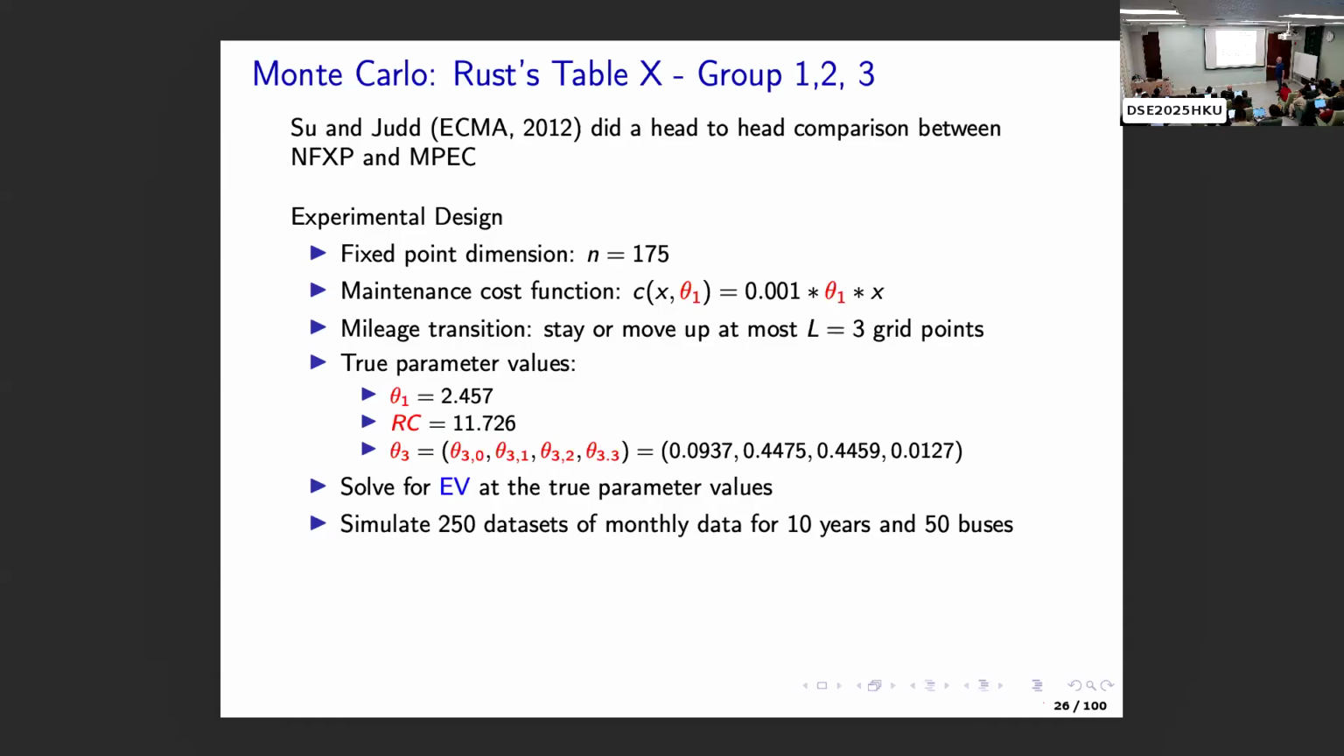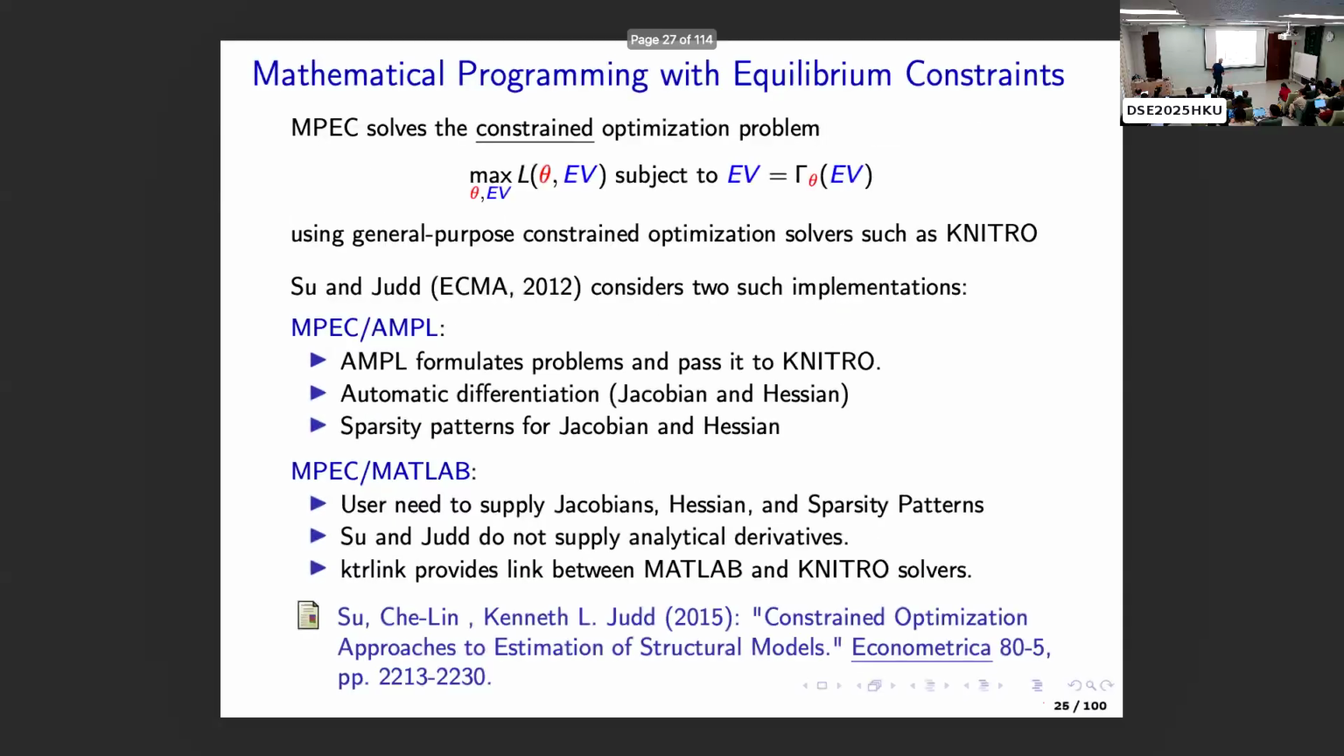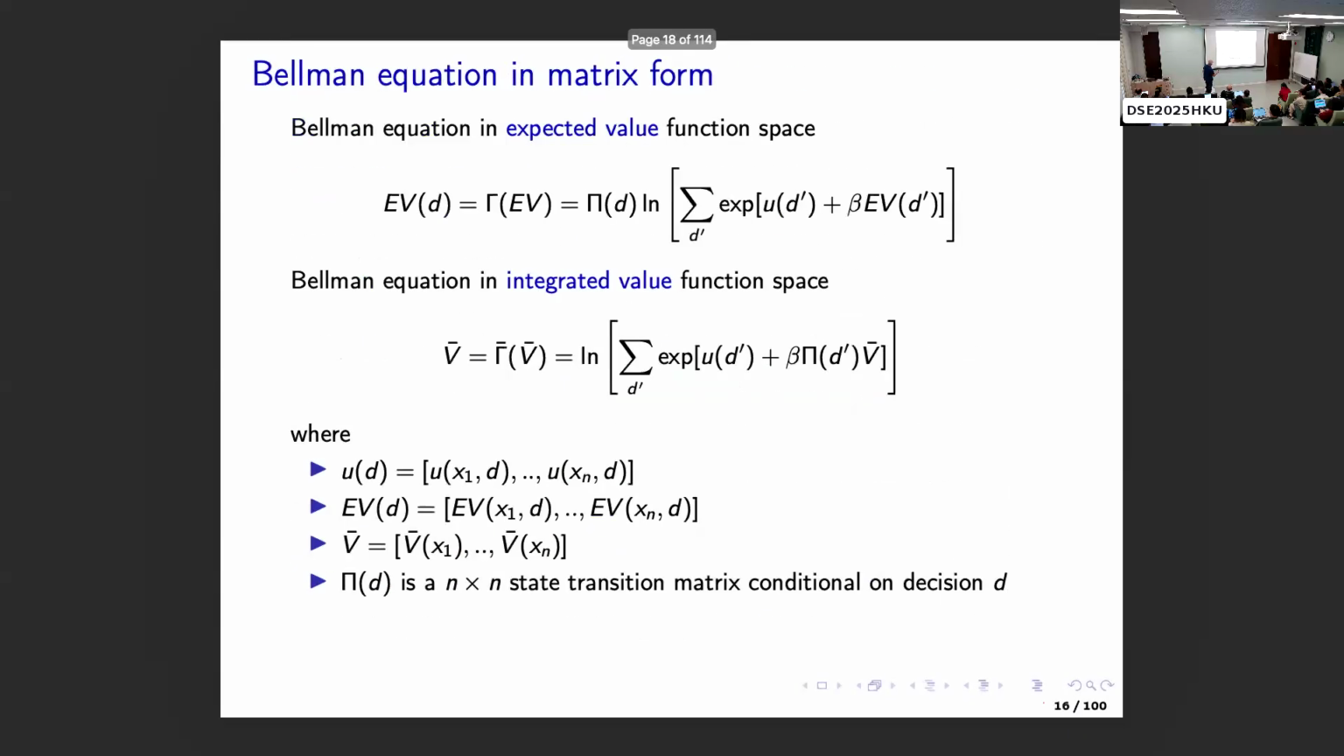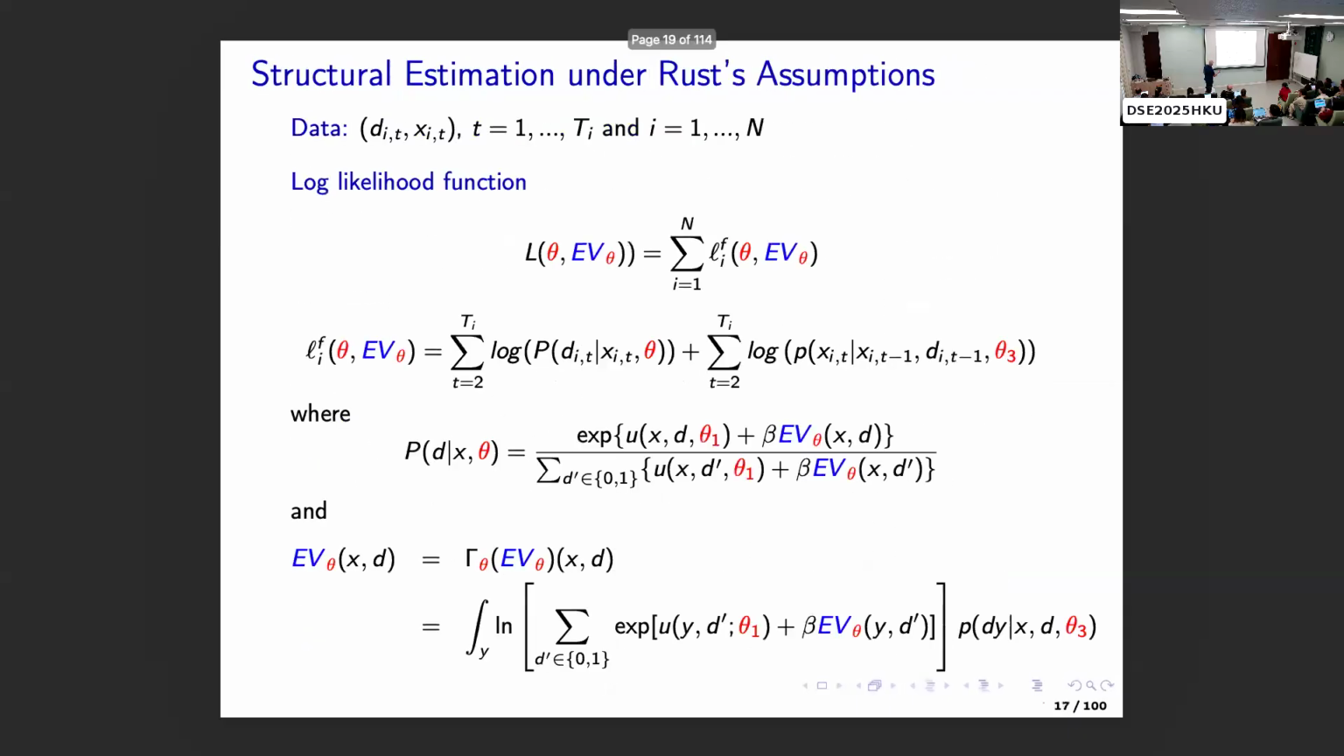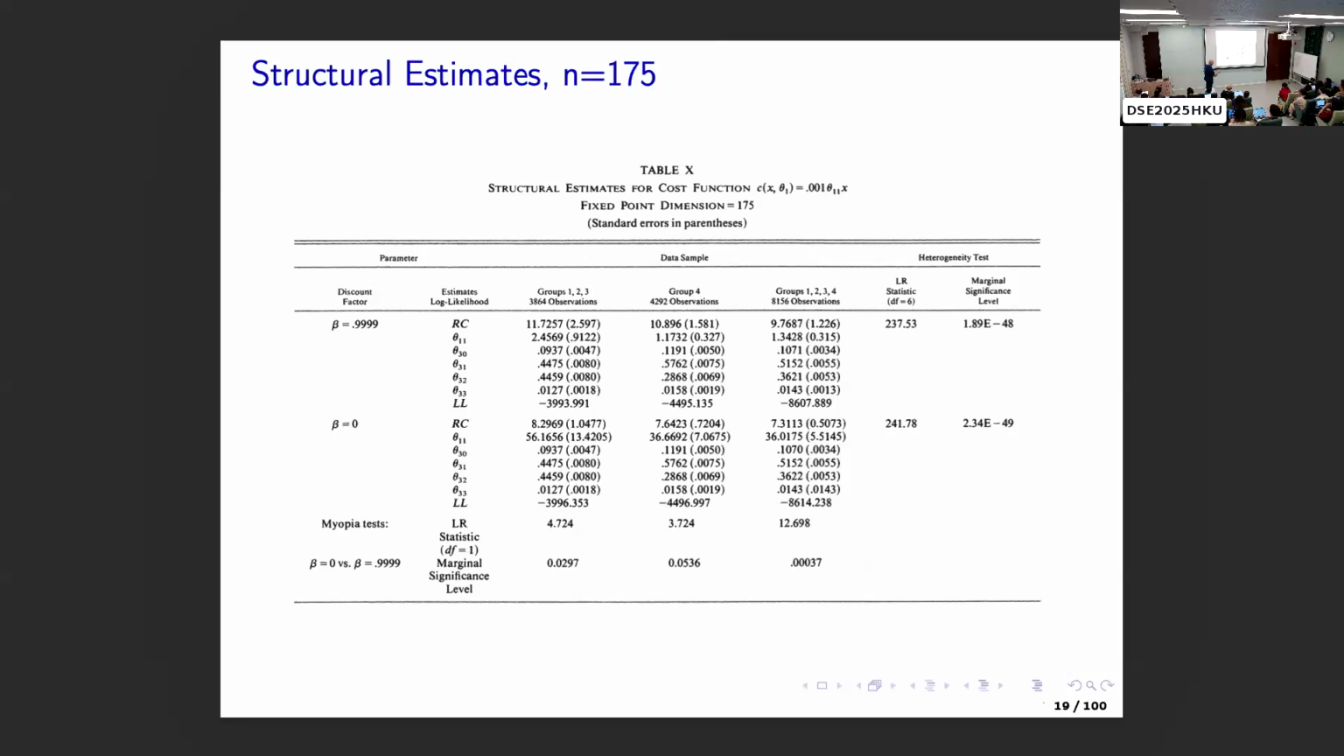Okay, so they did a little Monte Carlo, and they increased the fixed point dimension, that's the number of grid points, to 175. And they assume here's the maintenance cost function. It's linear, with one parameter. And then there are some parameters, the true parameter here is going to be 2.457. That's corresponding essentially to a set of parameters that we have estimated somewhere in John's paper. I think it's this one here.